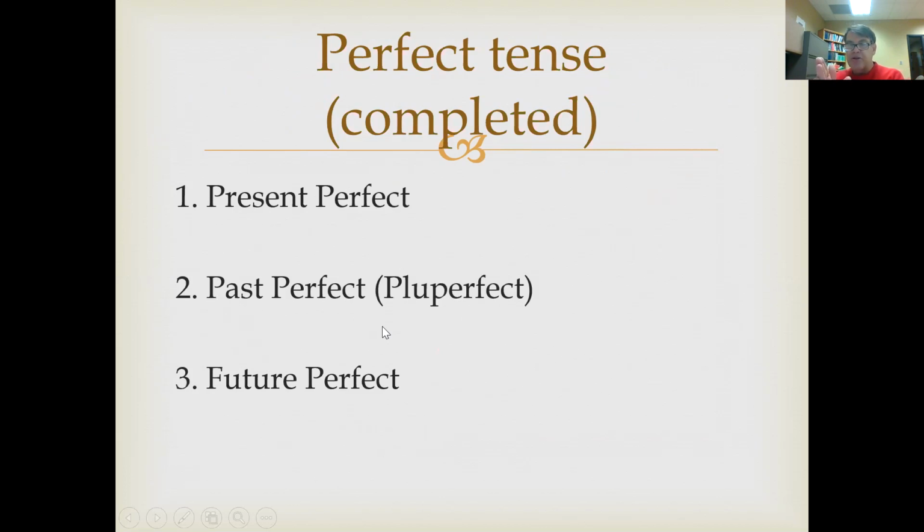It's completed action with the results continuing. It's not continuous. It's not, I've been getting married for 20 years. I got married first year and the second year. It's not ongoing activity. It's completed. I have been married. I got married. It was completed, and I stayed married.